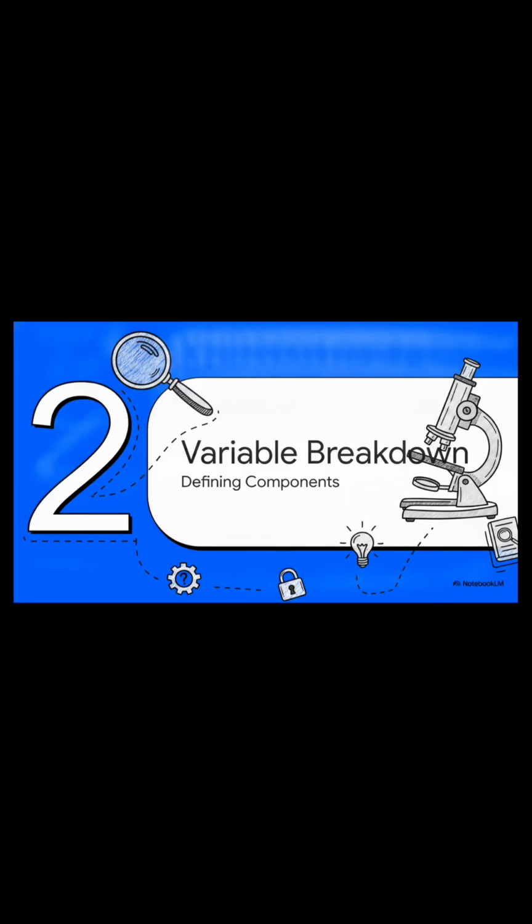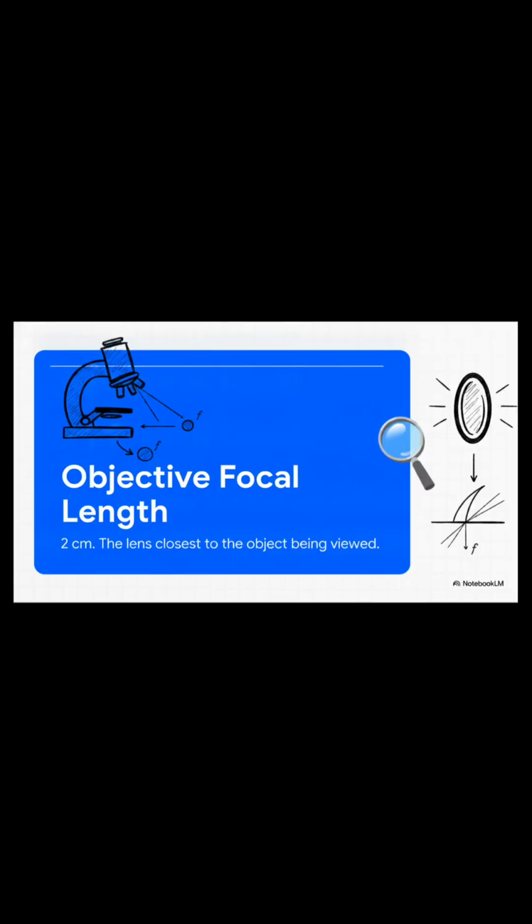All right, section 2, deconstructing the variables. So let's put on our detective hats and pull this thing apart piece by piece. Our very first clue, right there in the text, is the objective. Specifically, the objective of focal length 2 centimeters. We're going to go ahead and call this variable f sub o.